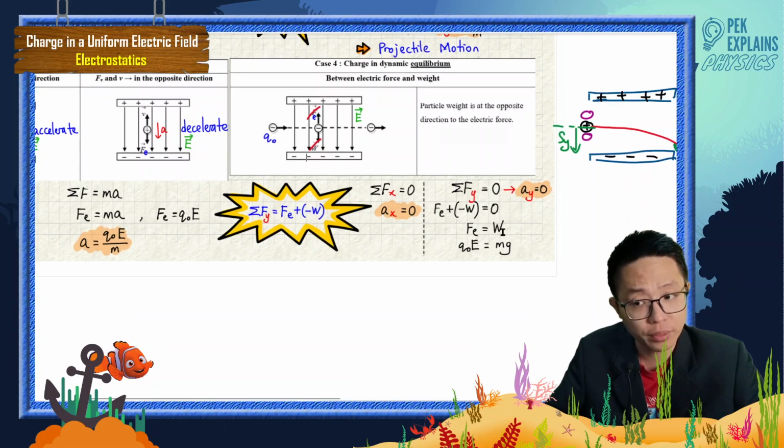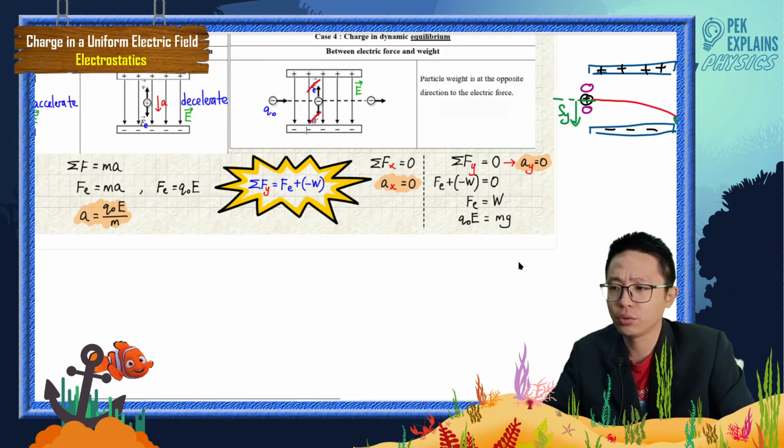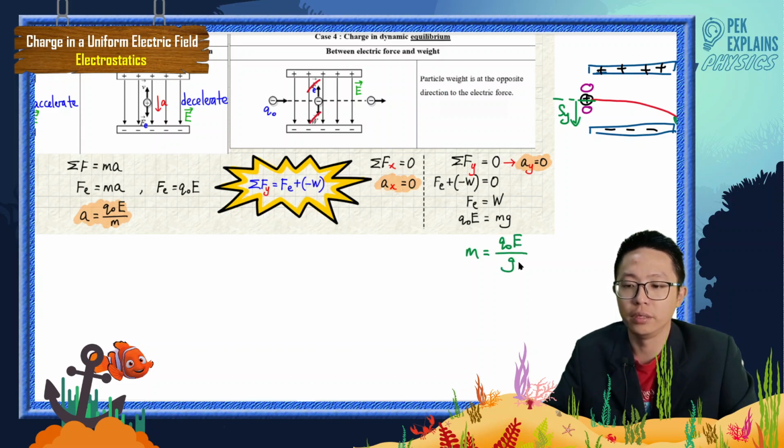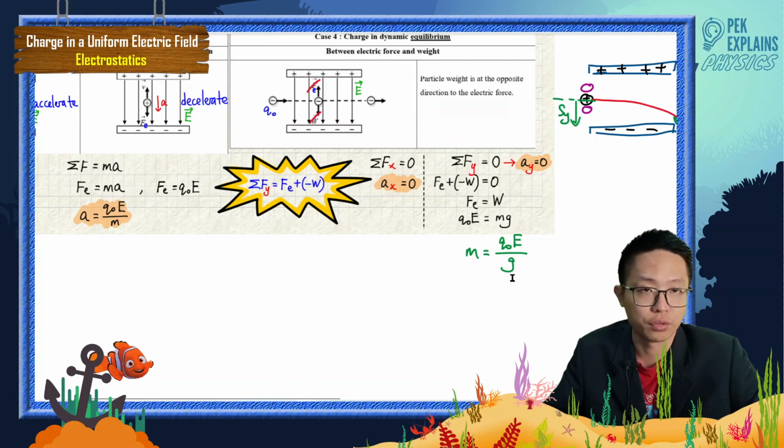Here we get another formula. Fe is Q naught E. Weight is mg. So Q naught E equals mg. Maybe the question will ask you to find the mass of the test charge. How do we find the mass of the test charge? Use this formula: Q naught E over the gravitational field strength. So you can find the mass of the test charge.